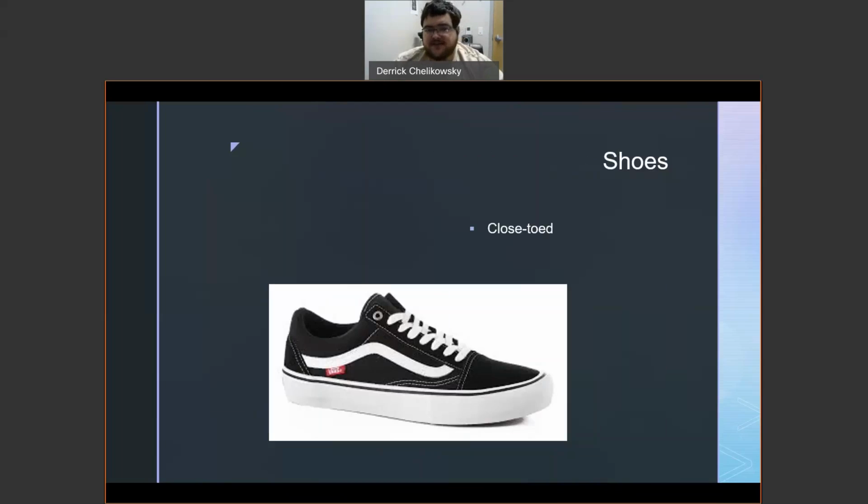Closed-toed shoes are also necessary. No Crocs, no sandals, no flip-flops. Closed-toed shoes only. If you don't have those, you'll be asked to leave the lab.